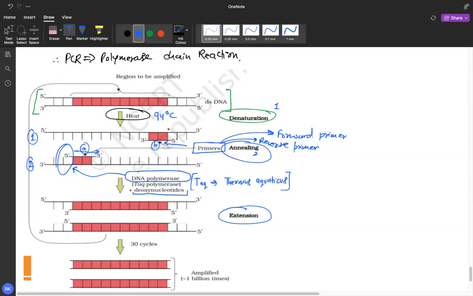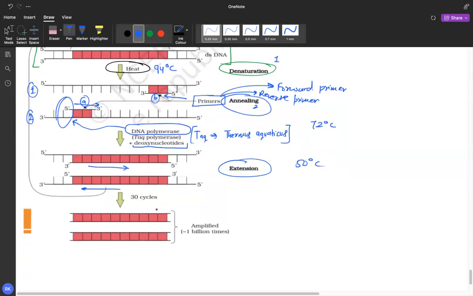lesser. So starting from 94, we come to somewhere around 72 degrees, and then we even go till around 50 degrees Celsius. And then extension, basically the polymerase does its work. We started with 1, and after the end of 1 cycle, we have 2 DNA. Now in the second cycle, from 2, you will have 4. In the third cycle, you will have 8. In the fourth cycle, you will have 16. And it will grow exponentially, right?